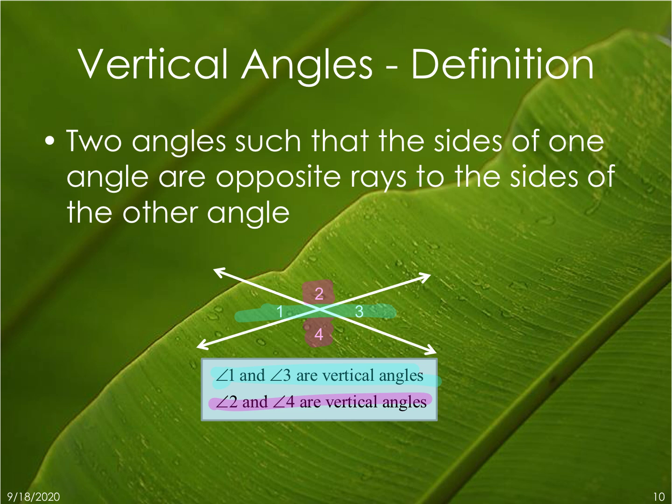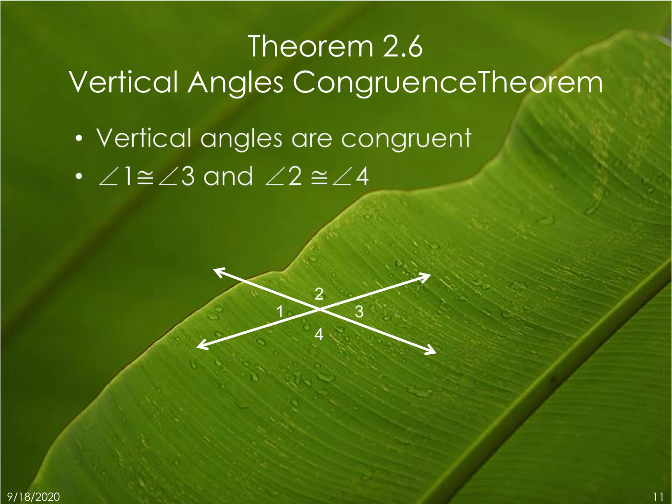Okay, do vertical angles have the same measure? Good, yes, vertical angles will have the same measure. All right, vertical angles congruency theorem. Vertical angles by definition just means they're opposite angles. The vertical angles congruency theorem states that they are congruent. Vertical angles are congruent, they will have the same measure.